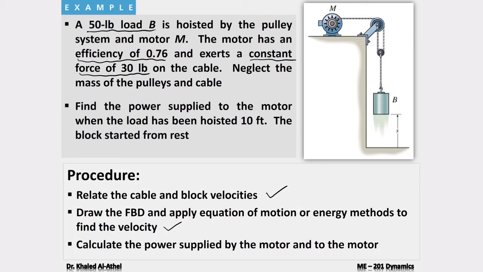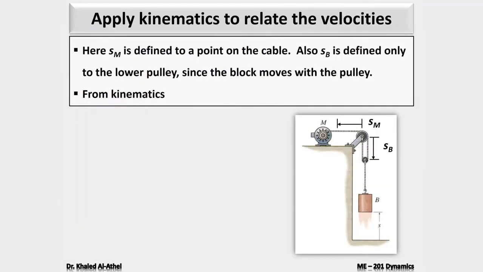And finally, calculate the power supplied to the motor, by the motor and to the motor, so that I can find the final value. So let's start with the kinematics. For the motor, this is the first constant or fixed datum that I have. Therefore, Sm will be defined to positive to the left. And for block B, this is my fixed datum, and Sb is positive downward.